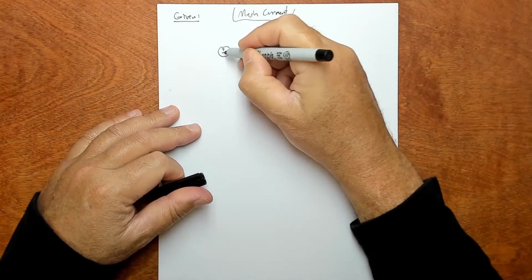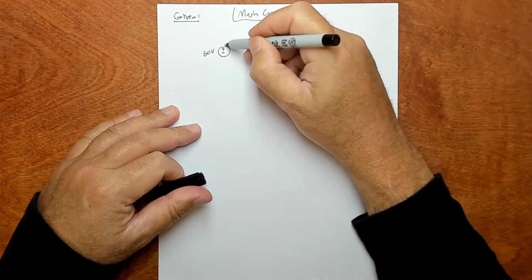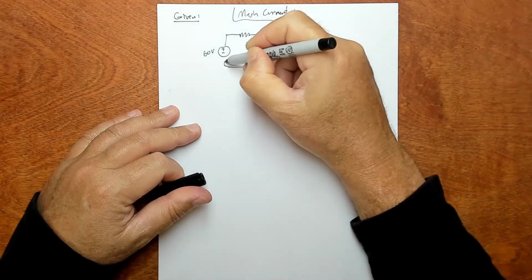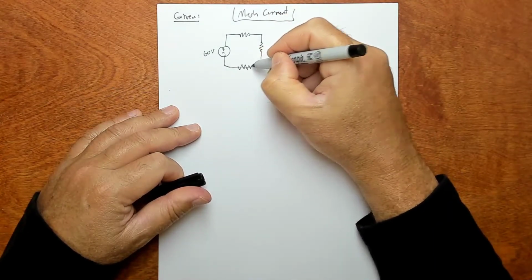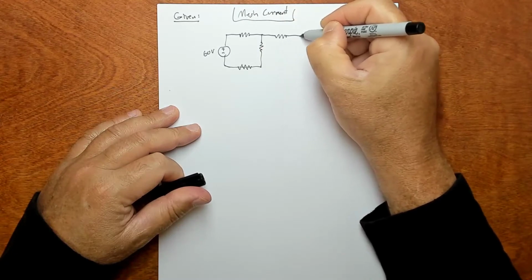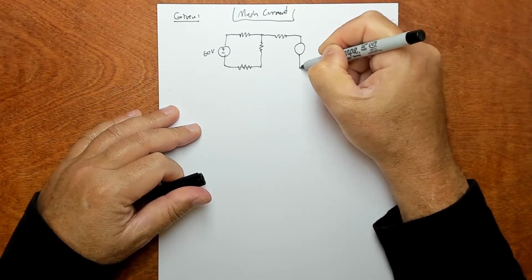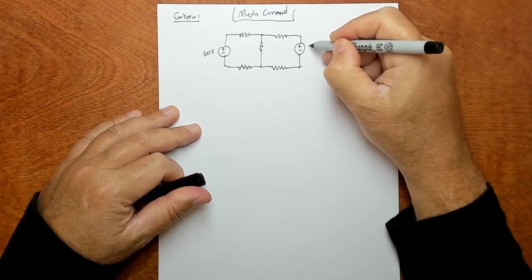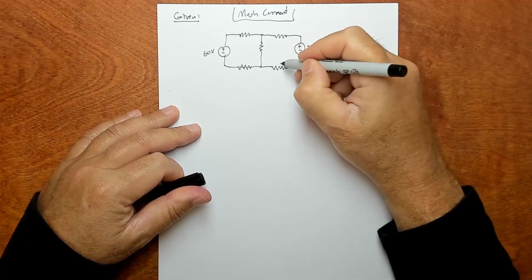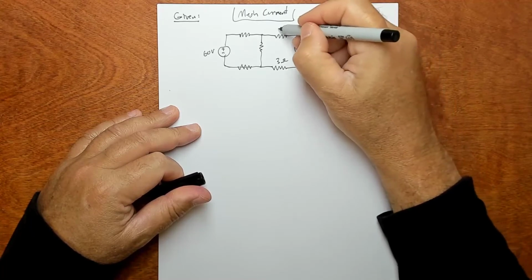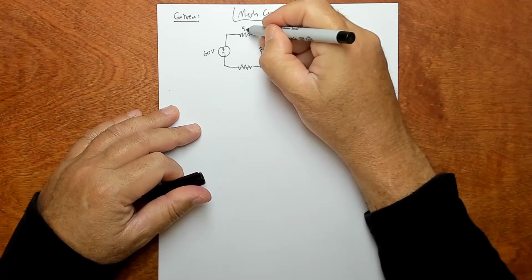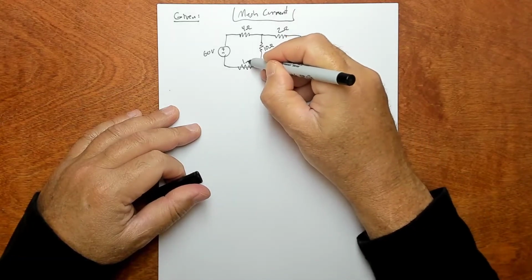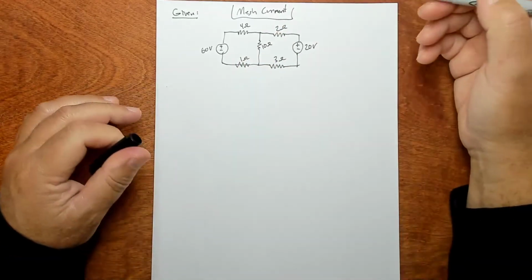We have a 60 volt source here. Resistor. Oh, resistor down here too. Then another resistor. Then one of these guys again. Then another resistor. So this is a 20 volt source. This one's a 3 ohm resistor, a 2 ohm resistor, a 4 ohm resistor, 10 ohm, 1 ohm, 60 volts.